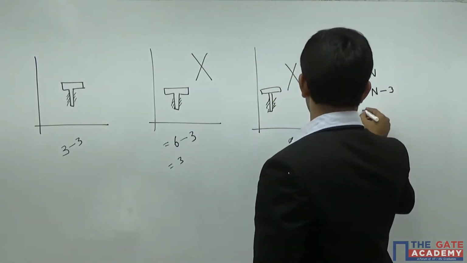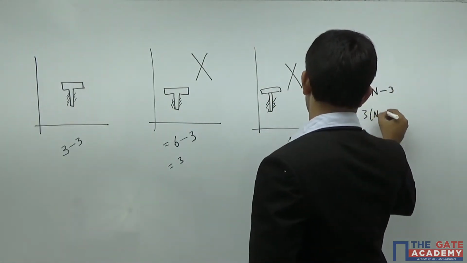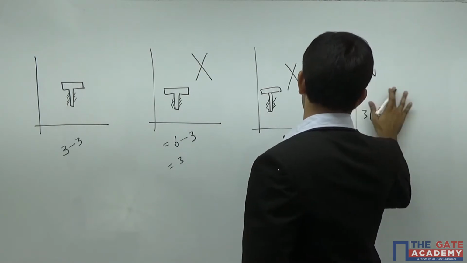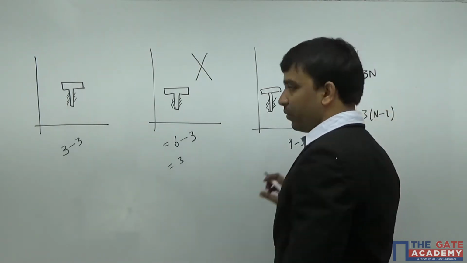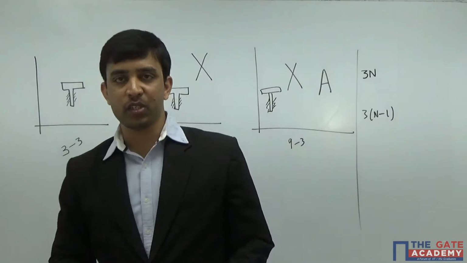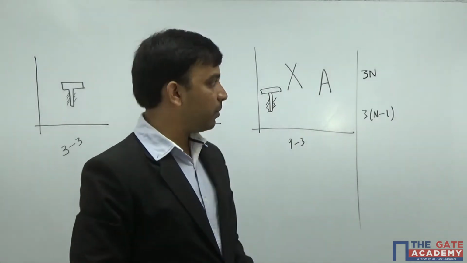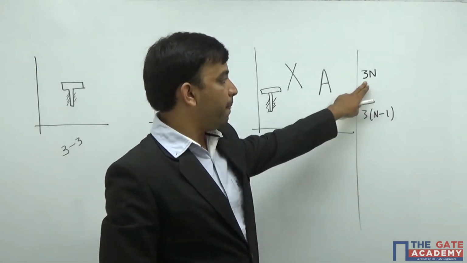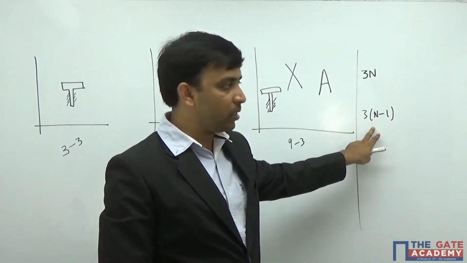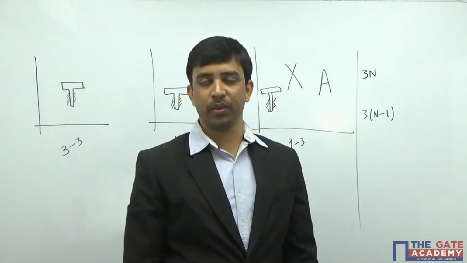So I can write 3 into n minus 3 like this, 3 into n minus 1. So I can say like this. If you see the first one, in a kinematic chain no link is fixed. So if there are n links in a kinematic chain, degrees of freedom will be 3n. But in a mechanism one link is fixed, so degrees of freedom will be 3 into n minus 1.